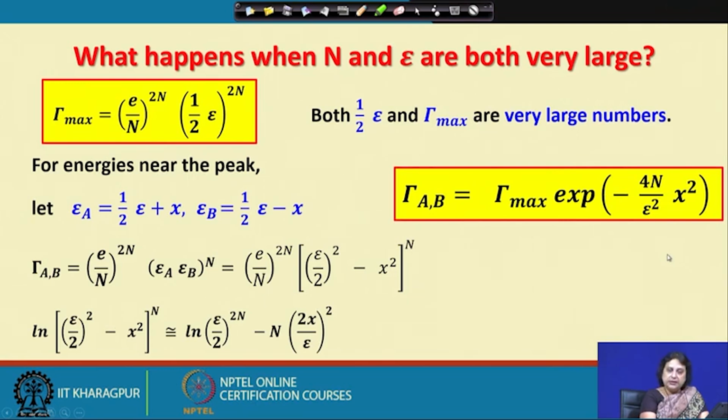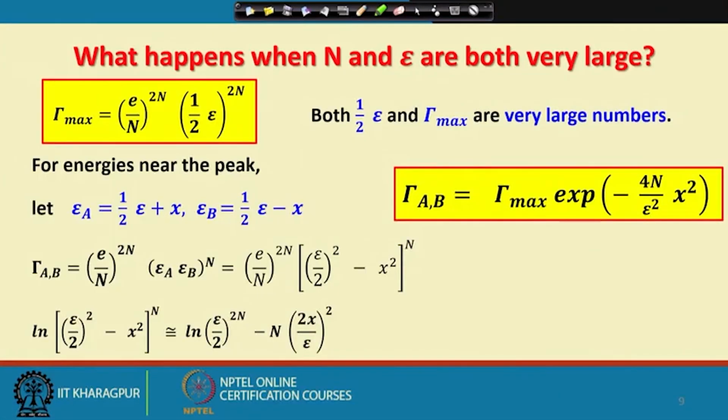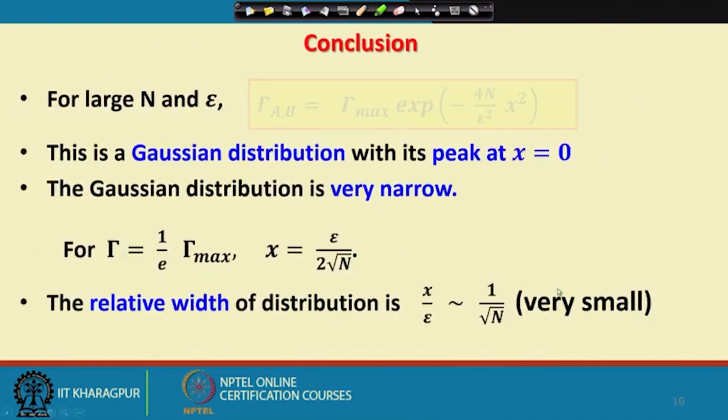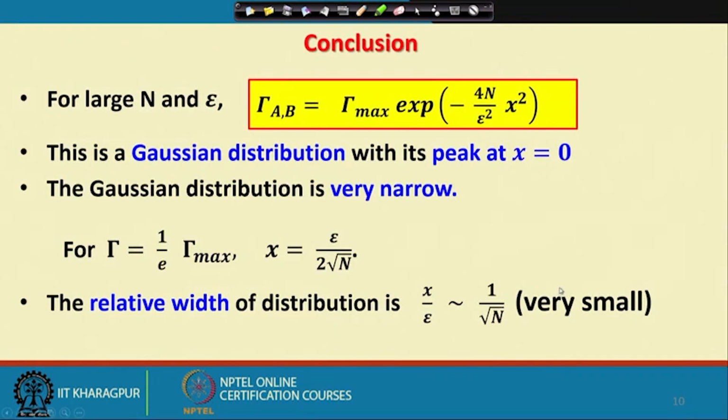Now, this is basically the distribution of the number of microscopic states gamma, when you are looking at the distribution in terms of some quantity x that denotes departure from the location of the maximum. And this is a Gaussian distribution which rapidly falls off to 0 as we go away from the location of the maximum. So, the conclusion from all these treatments is as follows.